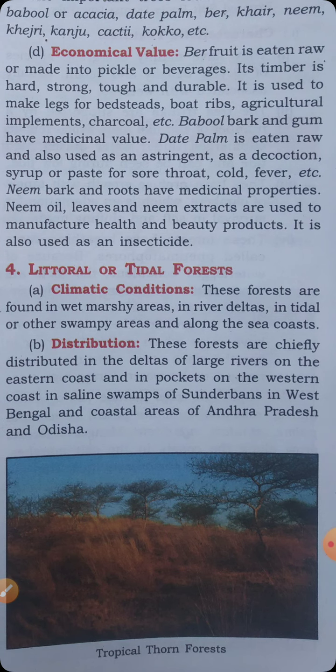What are littoral forest or tidal forest? What are the climatic conditions? Littoral or tidal forest, you can see, are found in the swampy areas. These forests are found in the marshy or wet areas, in the river deltas, tidal and other swampy areas along the sea coast. Distribution: these forests are chiefly distributed in the deltas of the large rivers on the eastern coast and in pockets of the western coast in saline swamps, Sundarban in West Bengal, and coastal areas of Andhra Pradesh and Odisha. So this is the distribution part of this forest.